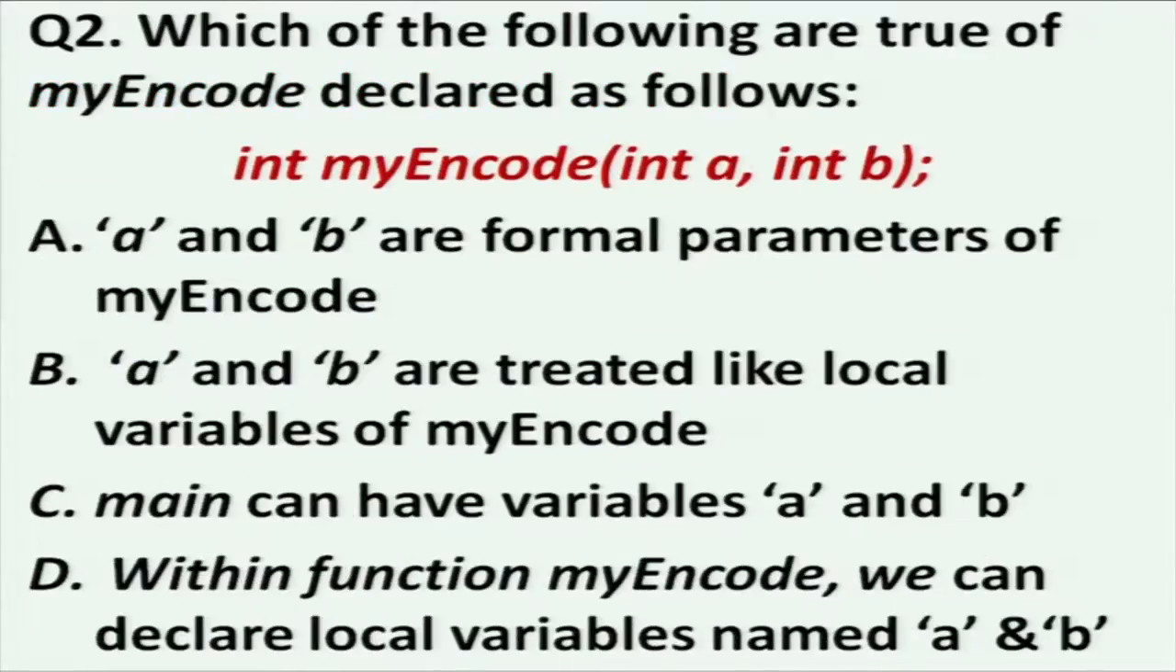Once again, the same declaration int main code int a int b. There are four options. Read them carefully and indicate all that are correct. There could be more than one correct option.